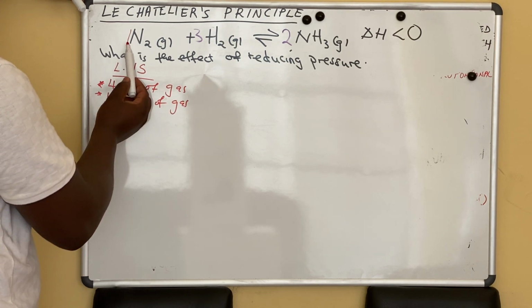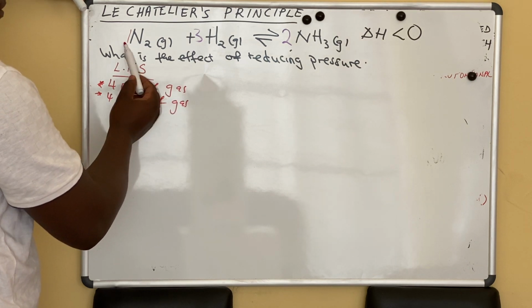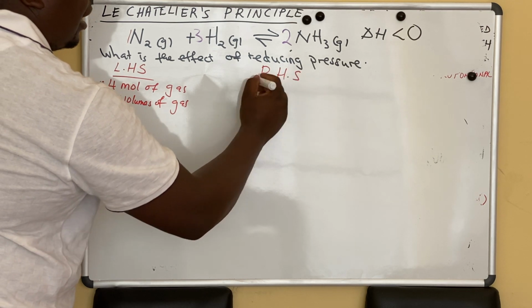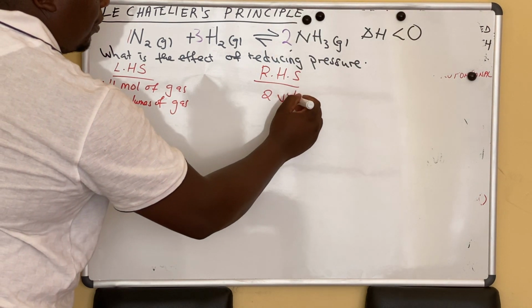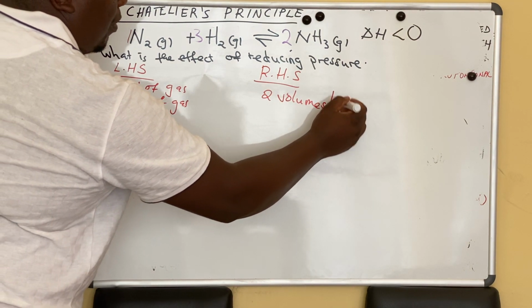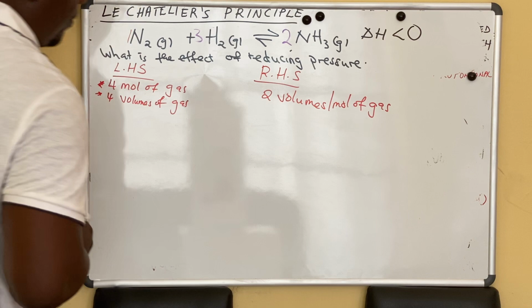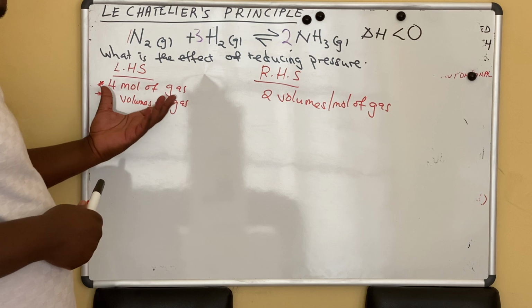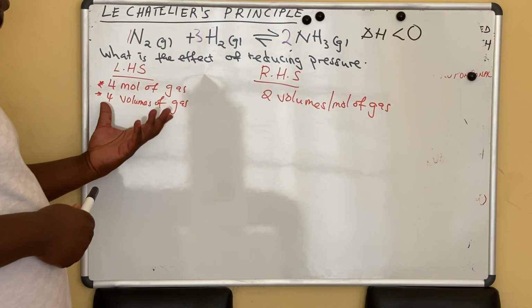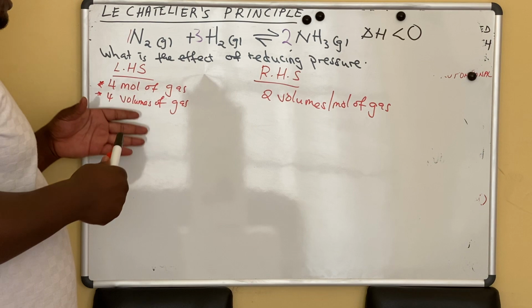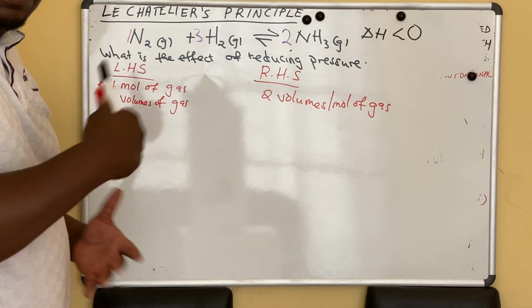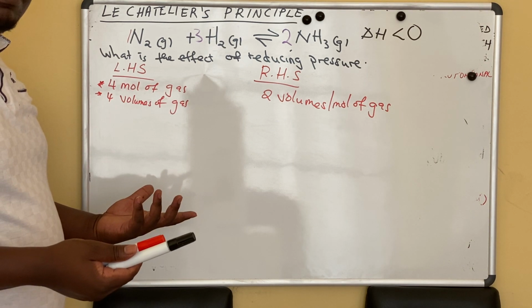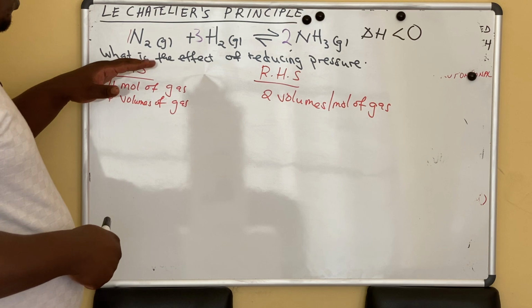Why am I saying there are 4? Because there is 1 plus 3. So there are 4 moles of gas here. And then on the right hand side, how many do we have? We have 2 volumes of gas, 2 volumes or mole of gas. Are we together? Right. So obviously, where we have a higher volume of gas, that's where we have a higher pressure. So obviously, the left hand side is already at a higher pressure by virtue of the fact that it is having 4 moles of gas already. Are we together there?